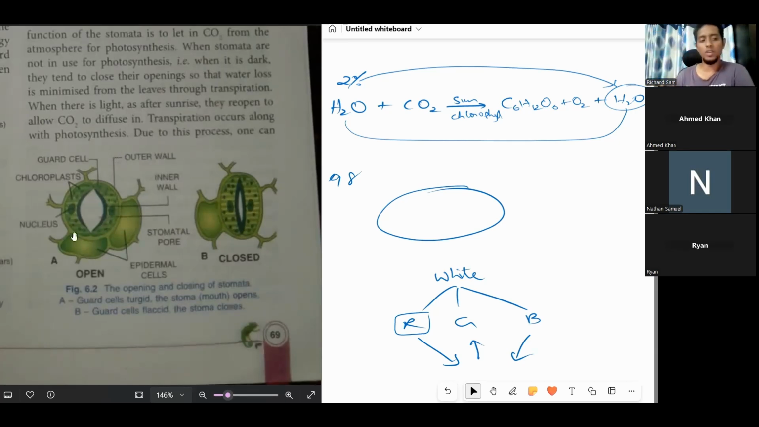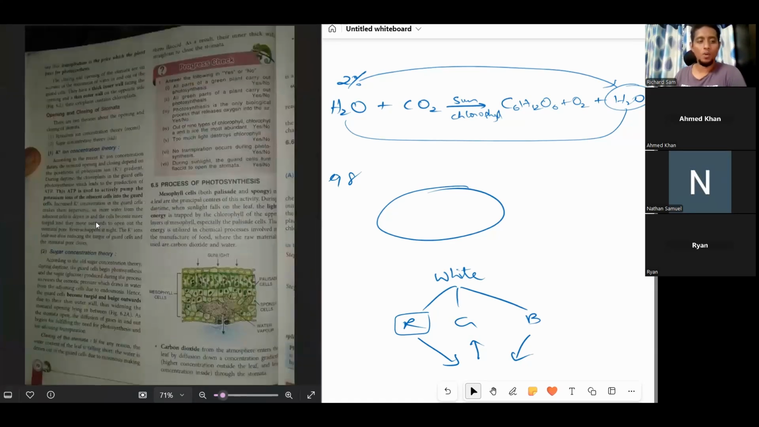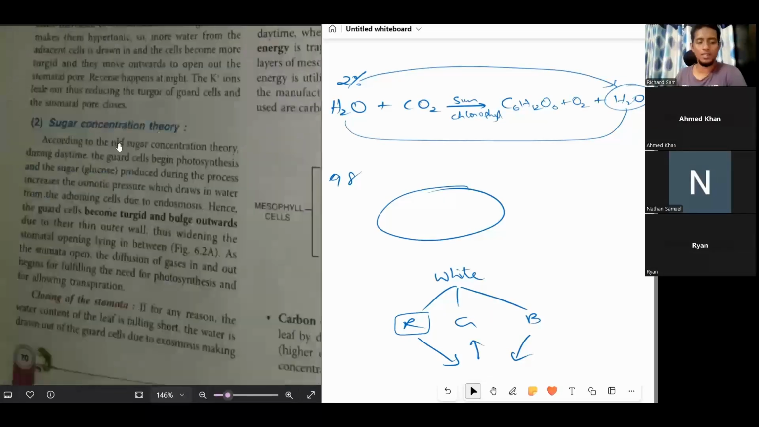Now, the stomata opens only in the daytime when there is sunlight. So only in the daytime can these things happen: carbon dioxide goes in, oxygen comes out, water vapor comes out. In the night, the stomata closes and there is no transfer of gases, no water vapor comes out. It's all shut. So the question is, how does it open and close? The old theory was called the sugar concentration theory.